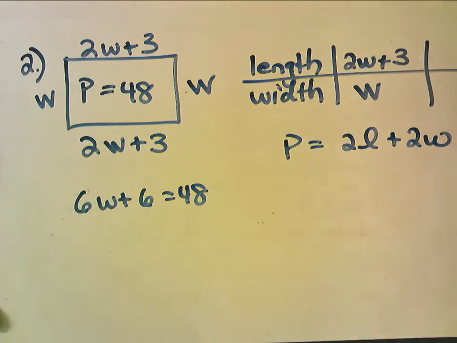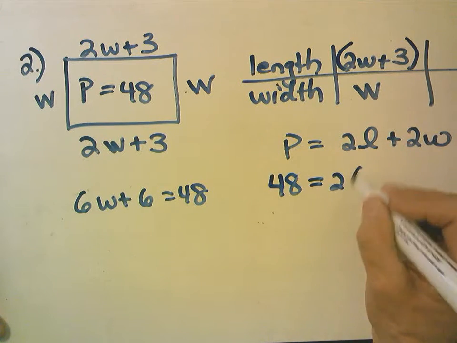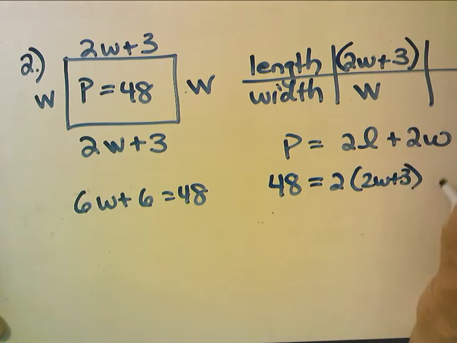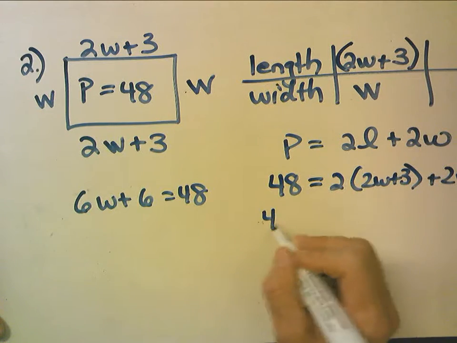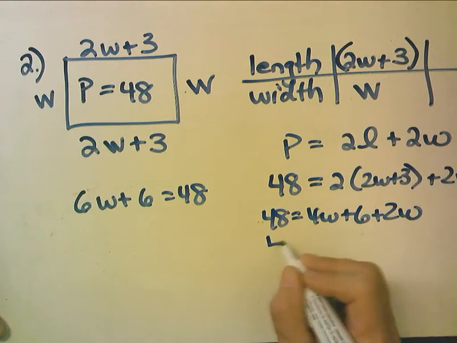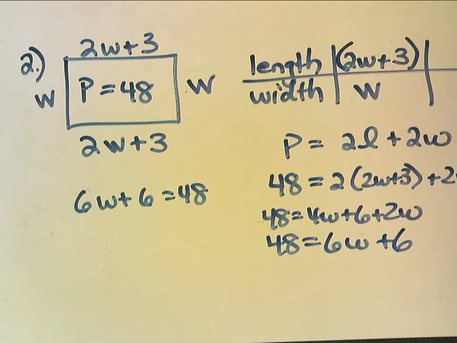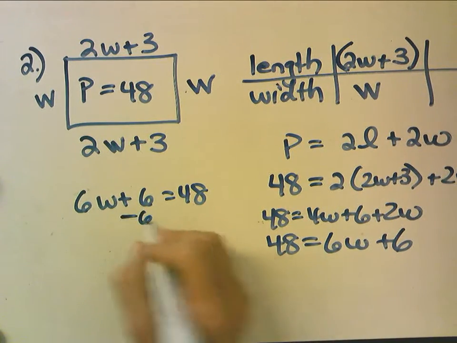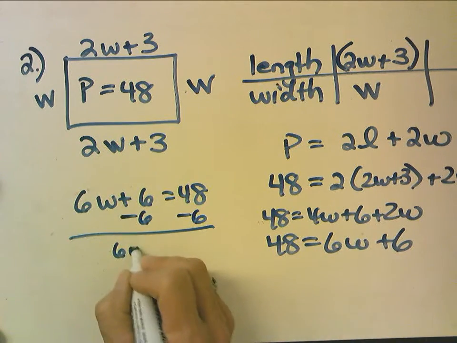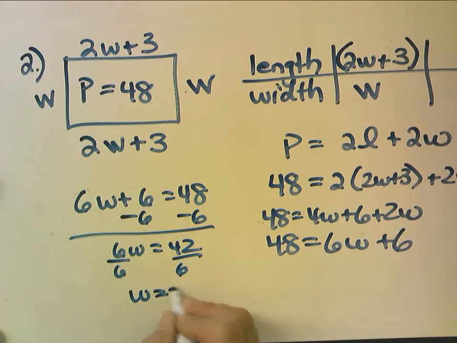When I use the perimeter formula, I'm careful to always put my expression in parentheses. So this would be 48 equals 2 times 2w plus 3 plus 2w. 48 equals 4w plus 6 plus 2w. And I eventually get 6w plus 6. So no matter how you do it, you still end up with 6w plus 6. So I subtract 6. 6w equals 42. Divide by 6, divide by 6, w equals 7.